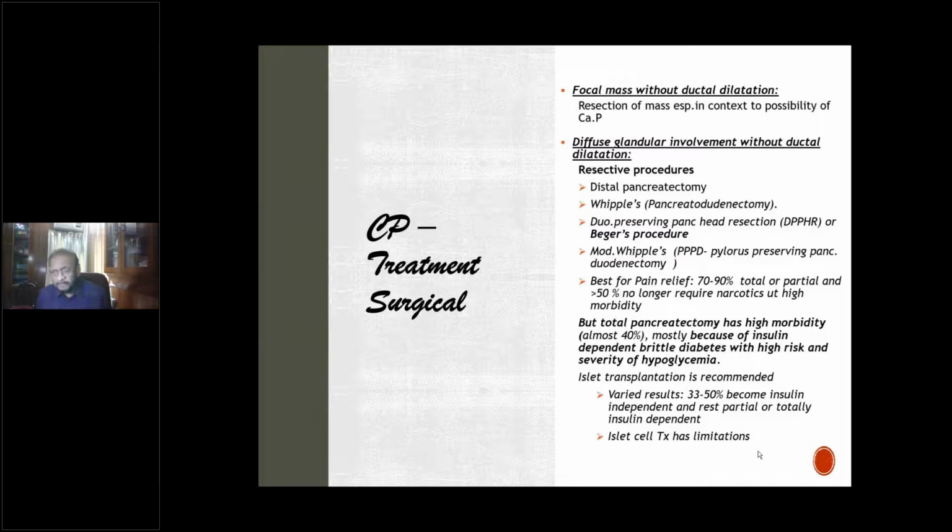Getting islets is difficult, and it has varied results. Almost 30 to 50% of patients do become insulin independent. That's a very good figure. The rest are partially or totally insulin dependent.